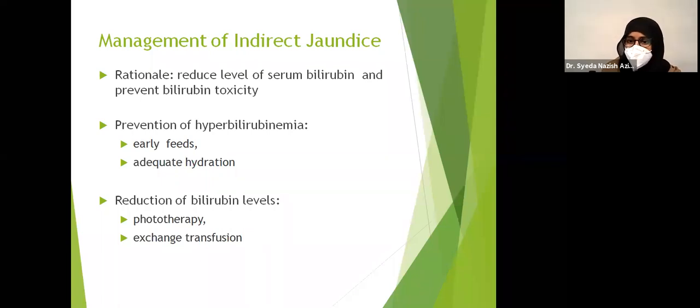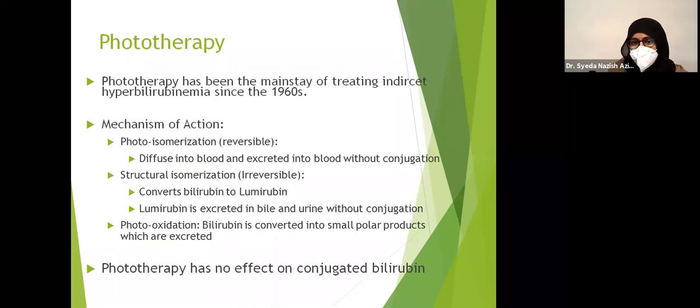And in cases where we already have the hyperbilirubinemia, we may want to decrease the bilirubin levels rapidly by either doing phototherapy or, if indicated, exchange transfusion. So what is phototherapy? Actually, it has been around since 1960, and how does it work? It works by three mechanisms. First, it does photoisomerization, which is a reversible process converting the unconjugated form of bilirubin into a conjugated form.